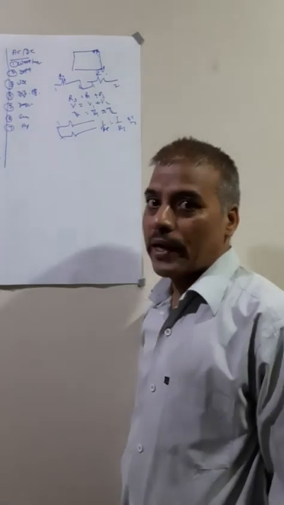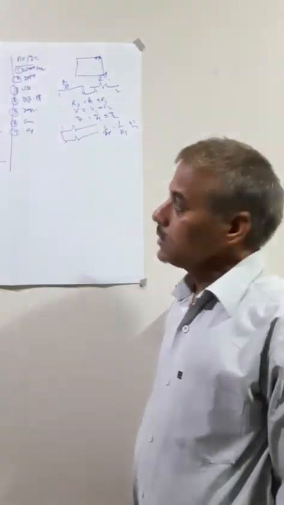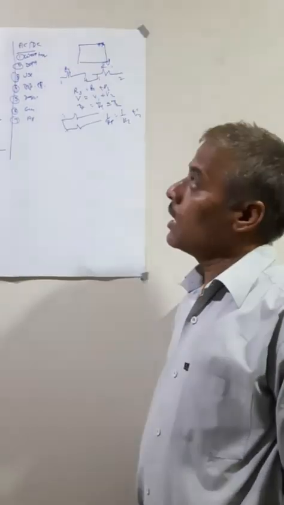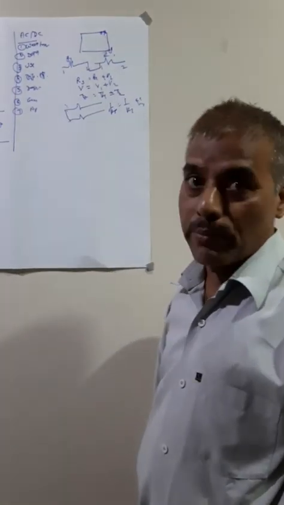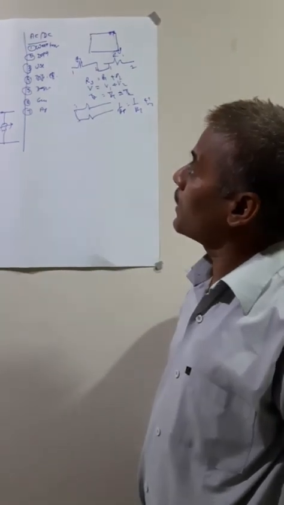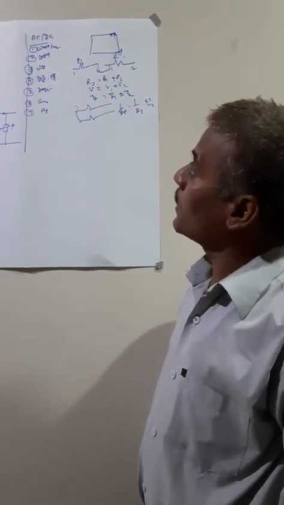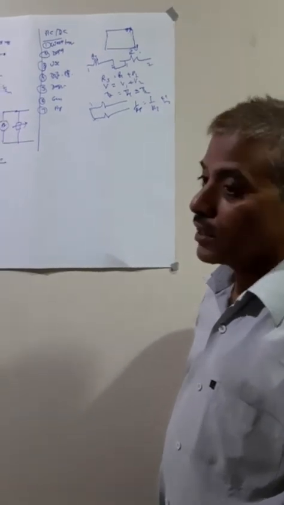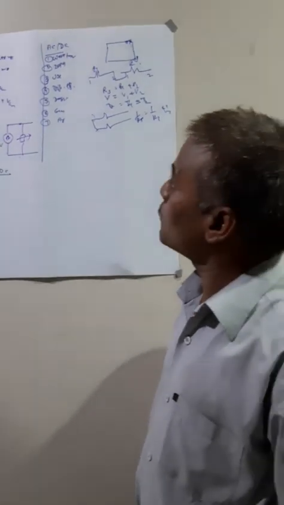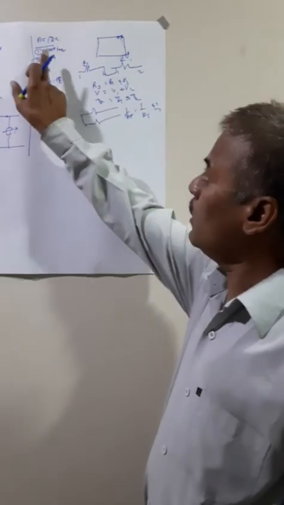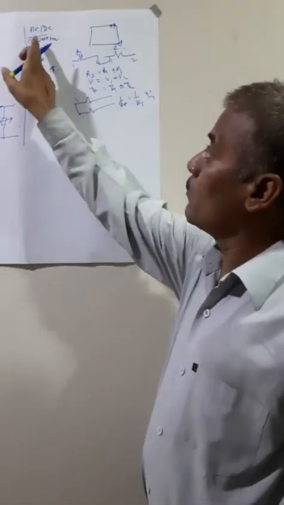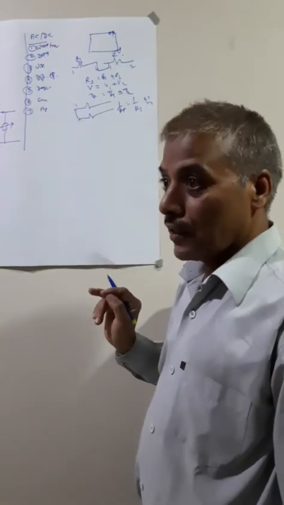Correct. Next point from the exam point of view: comparison between alternating current and direct current. As we know, this point is also very important. Definition of alternating current. There are 7 points in the comparison. First point is waveform. In alternating current, the waveform is sinusoidal. The waveform of DC current is a straight line.